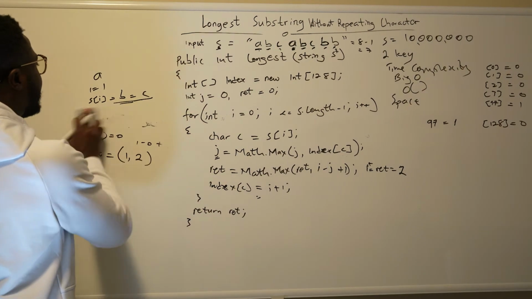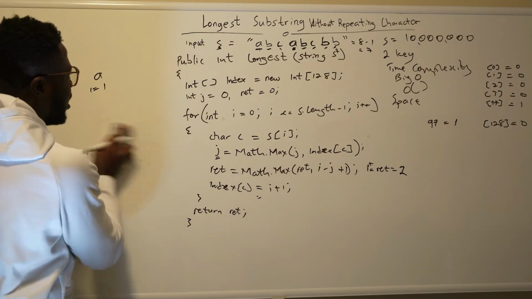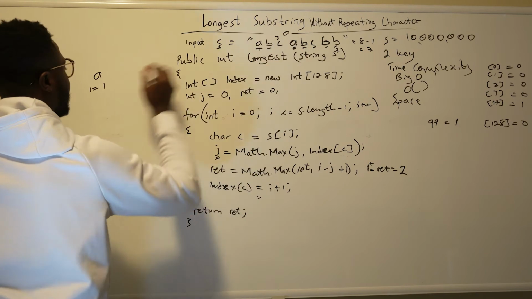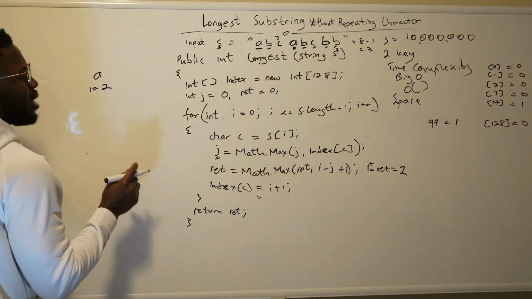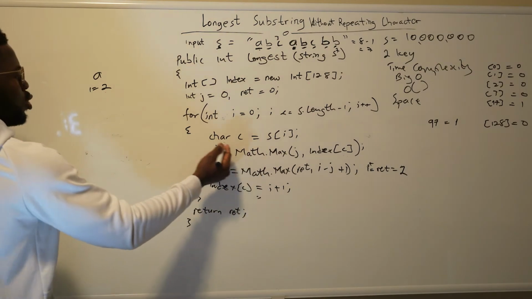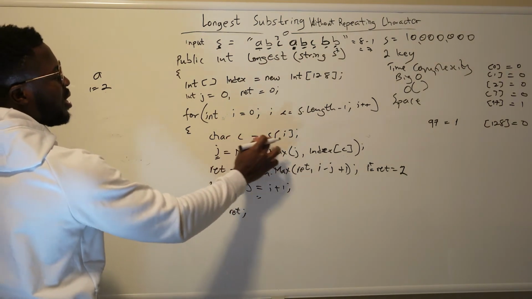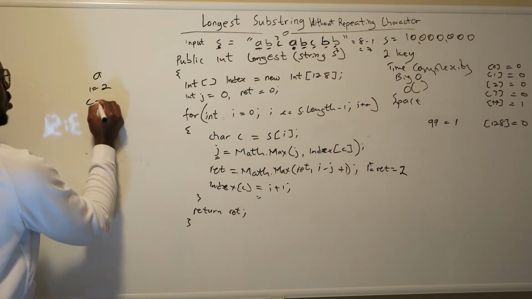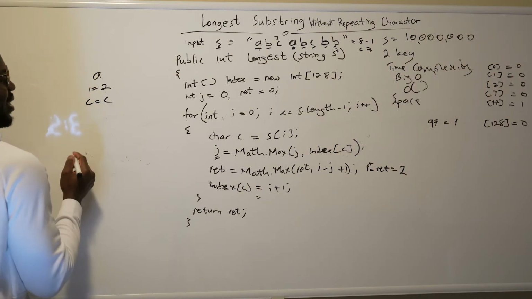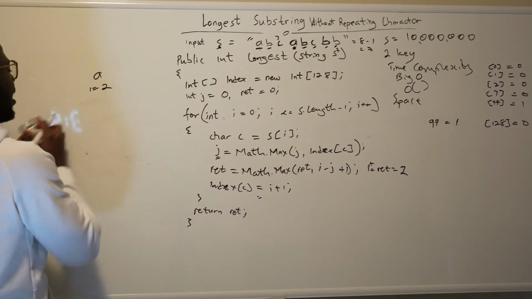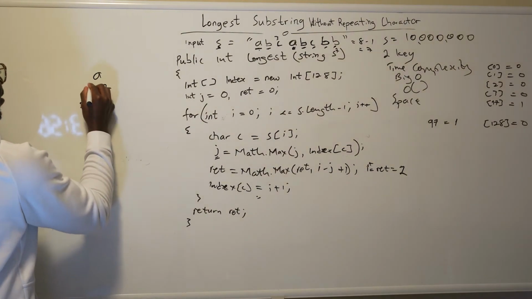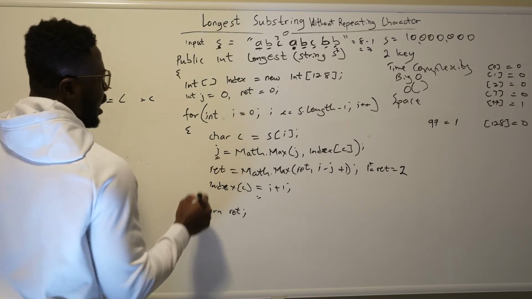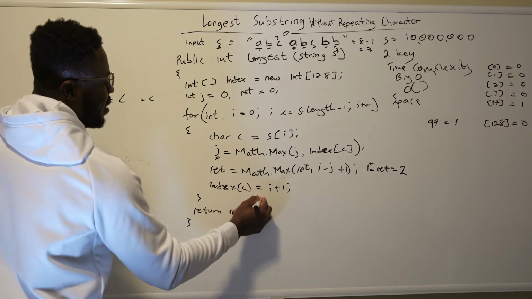We will move on to the third iteration. On the third iteration, we are on C, and the index I is equal to 2, right? So we come here, char C, S at 2 is equal to C, right? So C is equal to C is quite phenomenal, but let's say S at I, which is S at 2, is equal to what? C, which is the same as C.